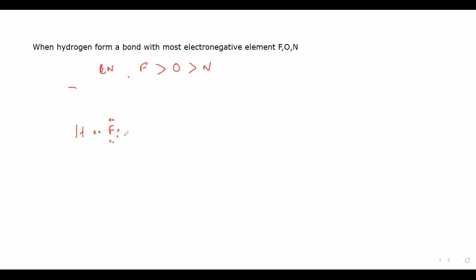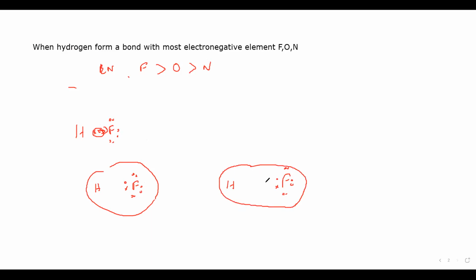It appears that the bond pair is completely shifted towards fluorine. So as the bond pair is completely shifted towards fluorine, it appears that the hydrogen does not have any electron. Then there's another molecule of hydrogen fluoride in which the fluorine, which is more electronegative, takes the electron. It appears as a complete shifting. So it appears that hydrogen does not have any electron.